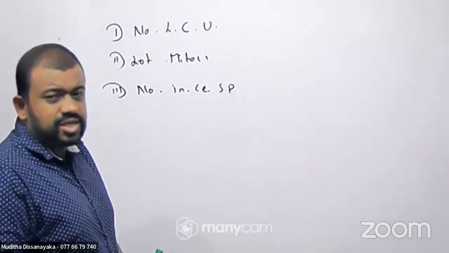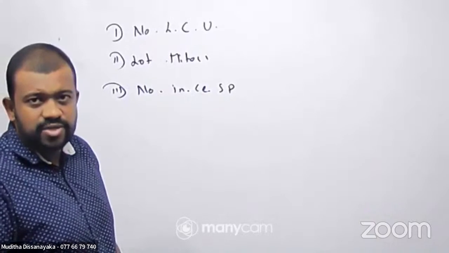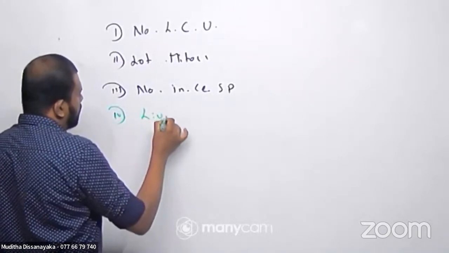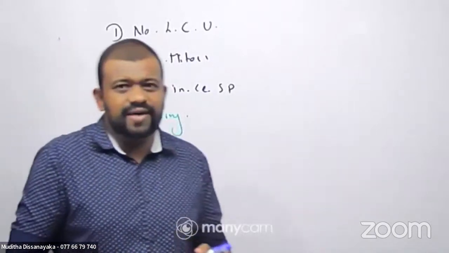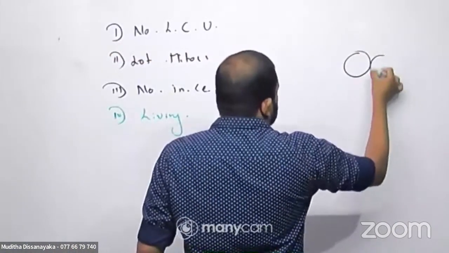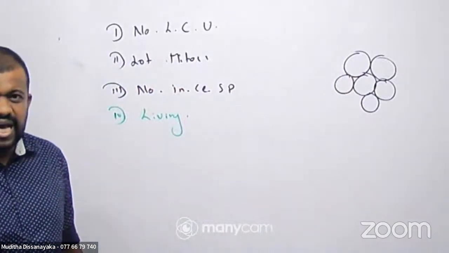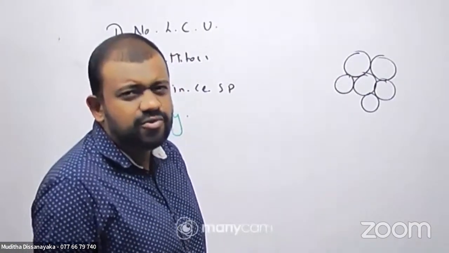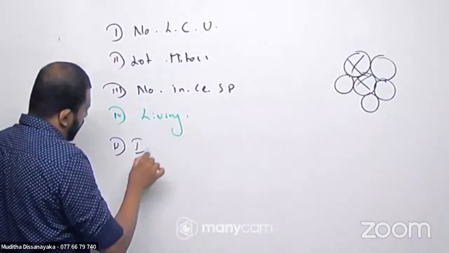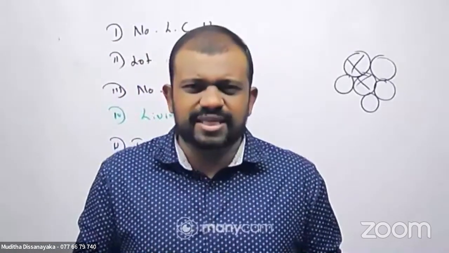These are living cells, unlike some tissues in the plant which are non-living. Most of the time, these cells are spherical, not perfect circles, but isodiametric. Iso means equal, diametric, diameter. Cell shape is isodiametric. The cell wall is thin. These are the characteristics.